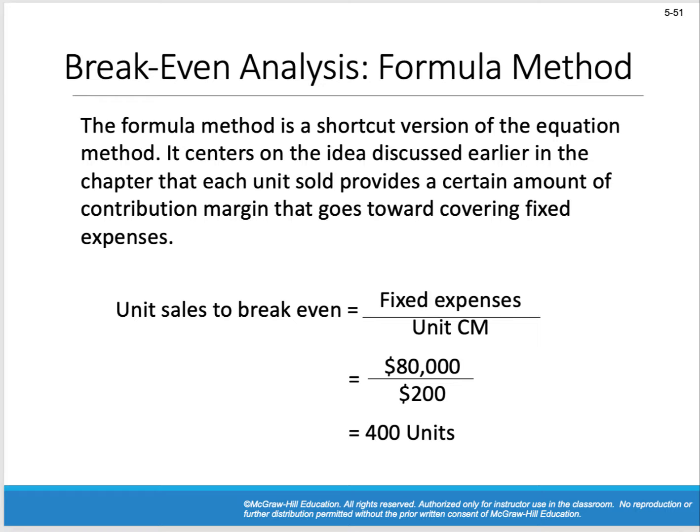So how do we calculate the units to break even? Very simple. Using the formula method, we take our fixed expenses and we divide by our unit contribution margin. Okay, so if I were you, I'd jot this down, this little disclaimer, if you will. If we're looking for unit sales to break even, we have to divide by the unit contribution margin.